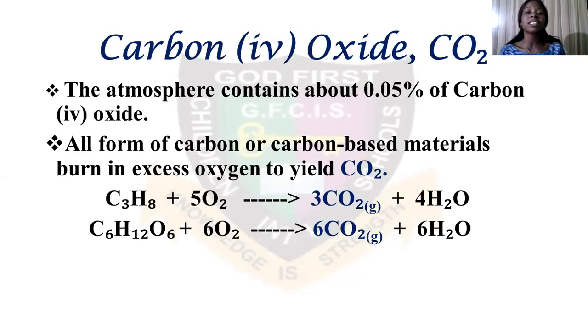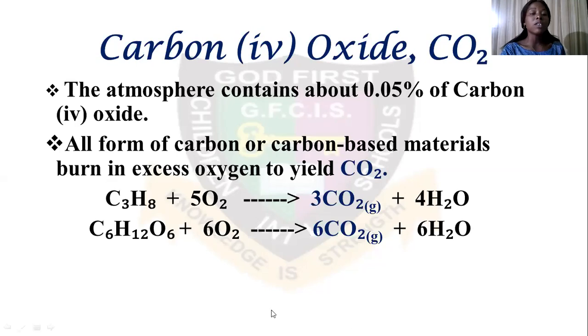Now, the next thing we look at is carbon 4 oxide, CO2. The atmosphere is made up of 0.05% of carbon 4 oxide. Now, we know that carbon 4 oxide is one of the major byproducts of respiration when we breathe in and breathe out. The air that is passed out of the body is actually carbon 4 oxide. And that carbon 4 oxide is used by plants during the process of photosynthesis. Now, when carbon-containing materials are burned in excess oxygen, it will give carbon 4 oxide, like we said before.